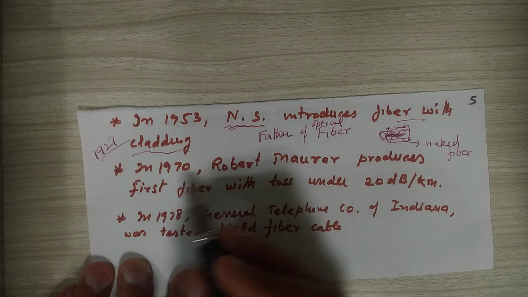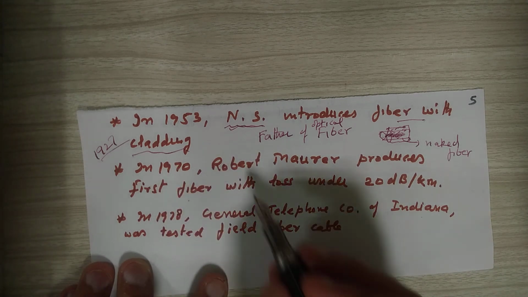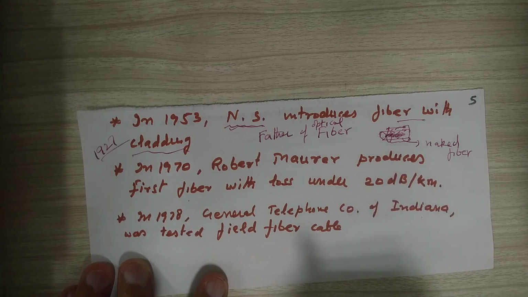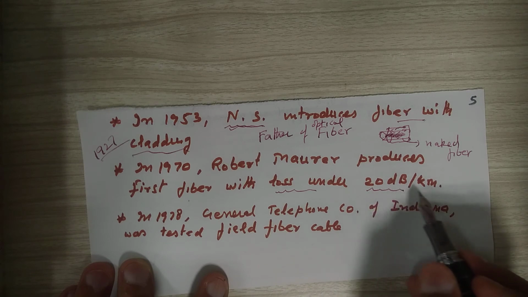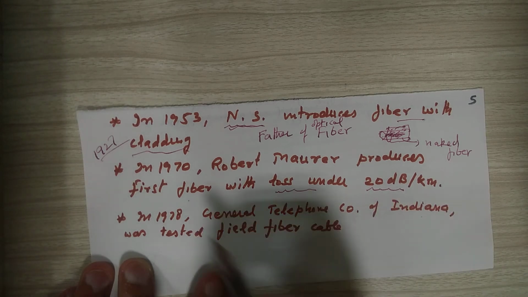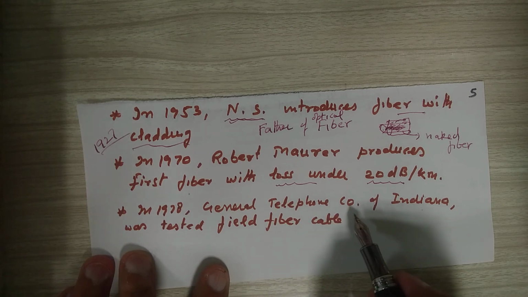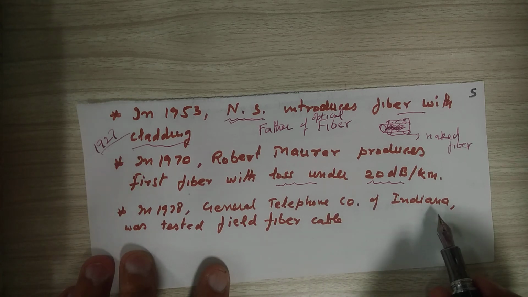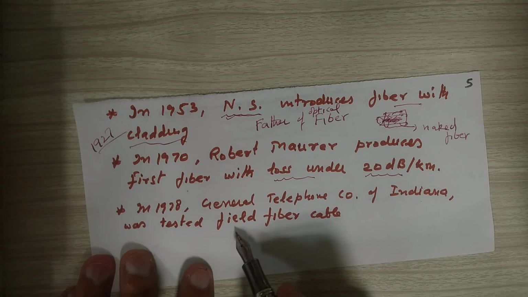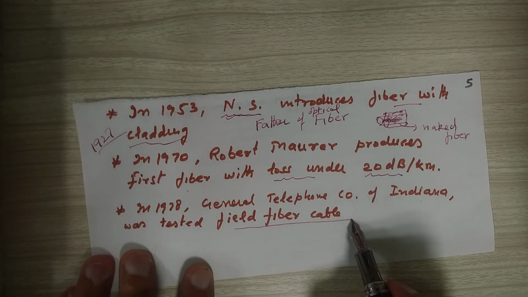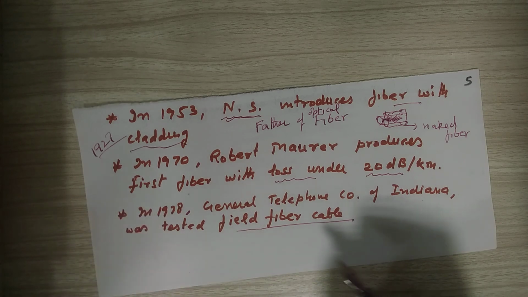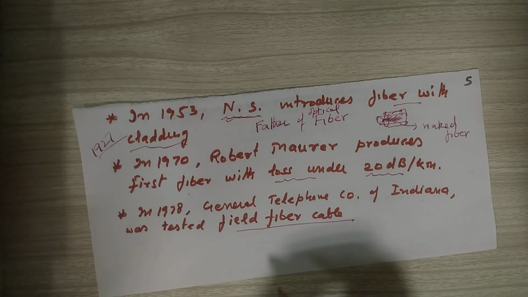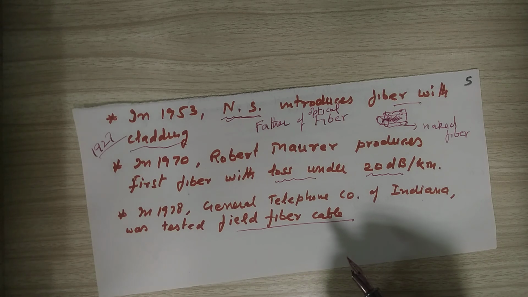And another, after that in 1970 Robert Maurer produced the first fiber with loss less than 20 decibels per kilometer. And after that in 1978 General Telephone Company of Indiana tested field optical fiber cables. They were the first company who tested in the field by installing these fibers for communication purposes. So this is regarding that.